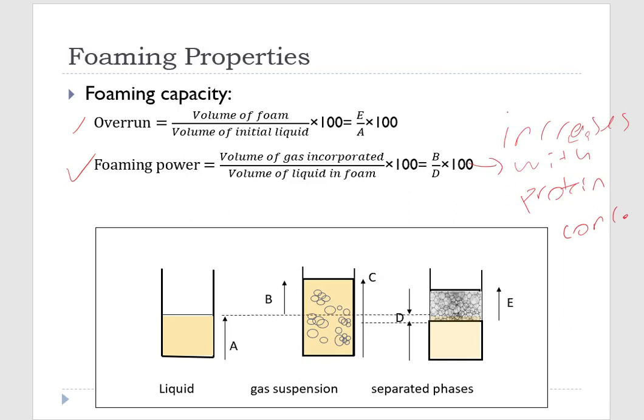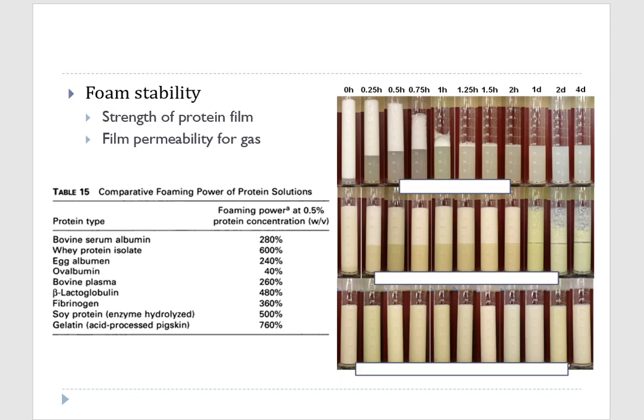Up to a critical protein concentration. So in this table, you see different foaming powers of different proteins. And foam stability refers to the ability of protein to stabilize foam against gravitational force or mechanical stress. It evaluates the strength of the protein film.